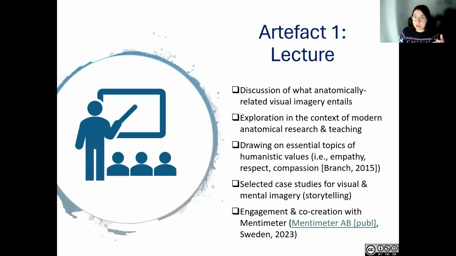So the first part of this artifact was the lecture. And the lecture was quite important because the students didn't know me, and I had to introduce for the first time a topic that was somewhat alien to them. So it was this discussion of what anatomically related visual imagery entails. These are a lot of different words that they have encountered, but separately. They know about anatomy because they have learned about the human body.